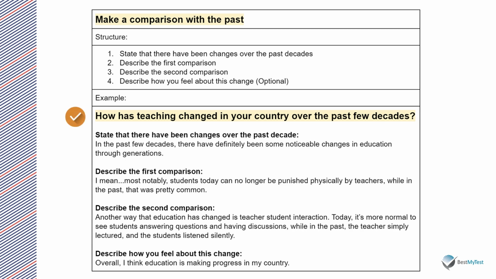In the past few decades, there have definitely been some noticeable changes in education through generations. Most notably, students today can no longer be punished physically by teachers, while in the past, that was pretty common. Another way that education has changed is teacher-student interaction. Today, it's more normal to see students answering questions and having discussions, while in the past, the teacher simply lectured, and the students listened silently. Overall, I think education is making progress in my country.